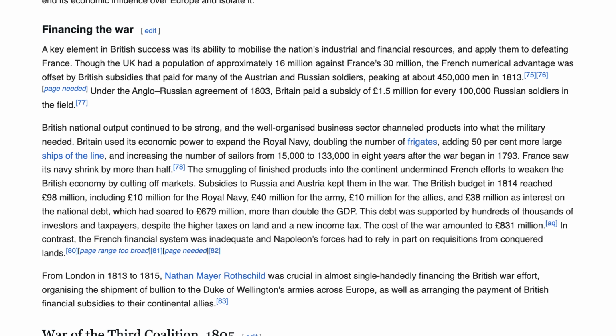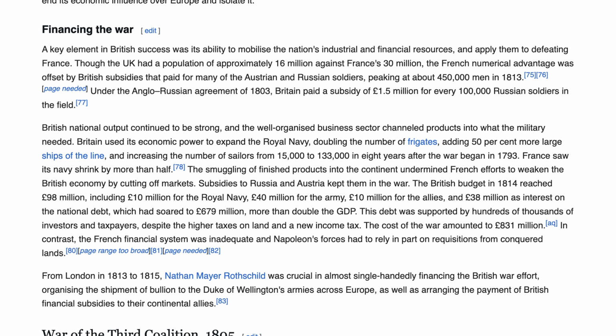Britain used its economic power to expand the Royal Navy, doubling the number of frigates, adding 50% more large ships of the line, and increasing the number of sailors from 15,000 to 133,000 in 8 years after the war began in 1793. France saw its navy shrink by more than half. The smuggling of finished products into the continent undermined French efforts to weaken the British economy by cutting off markets. Subsidies to Russia and Austria kept them in the war.